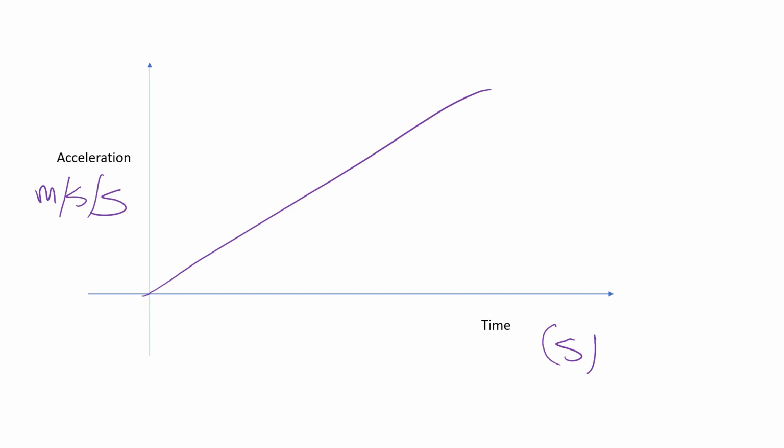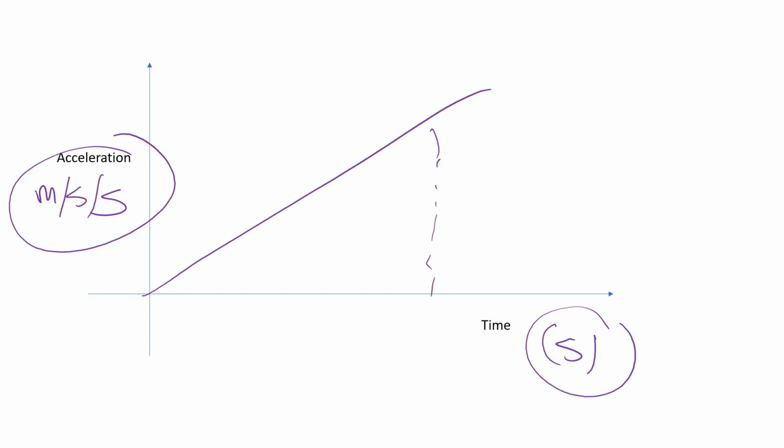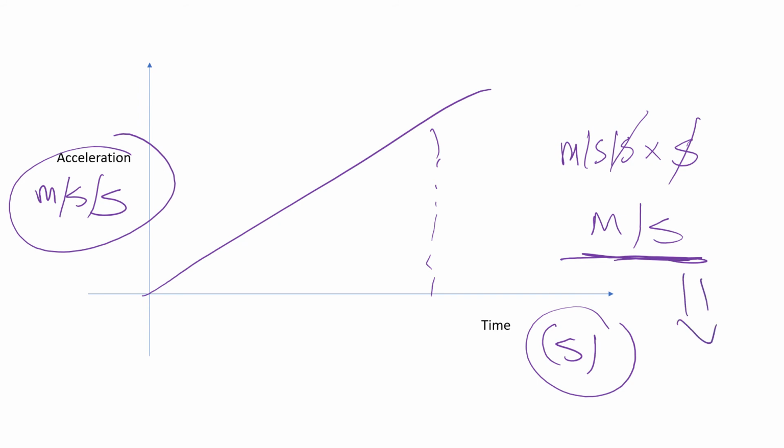But there is the area under the graph. For the area under the graph, I have to times the x-axis by the y-axis. So I get meters per second times by seconds, and this will actually cancel out one of the seconds. So we're left with meters per second. And the unit of meters per second is change in distance over time, which is velocity.